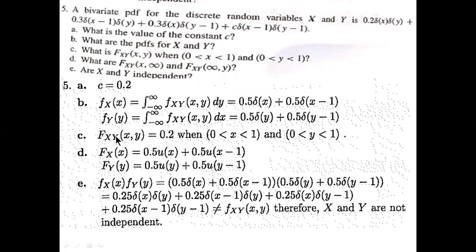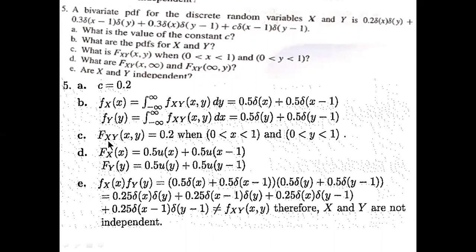Then the capital F_XY(x, y), we need to find the value where 0 < x < 1 and 0 < y < 1. Only the first point will exist there, and that will give us the value equal to 0.2. We want it between 0 and 1 and 0 and 1. There's no equal-to sign there, only less-than signs, so only this point occurs, and it becomes 0.2.